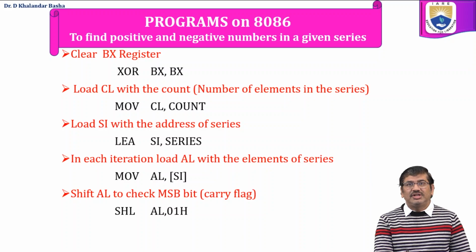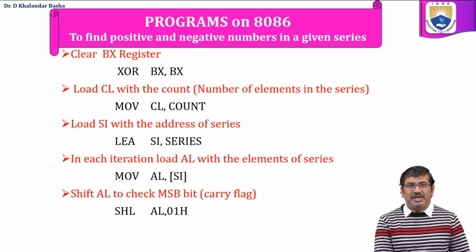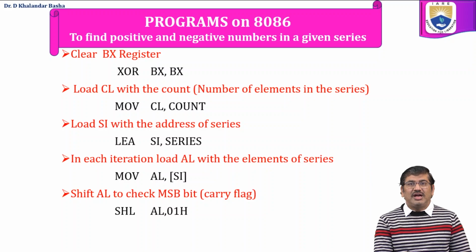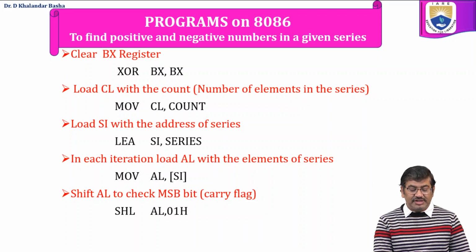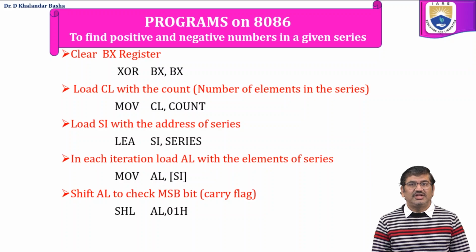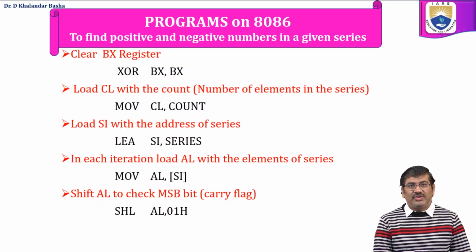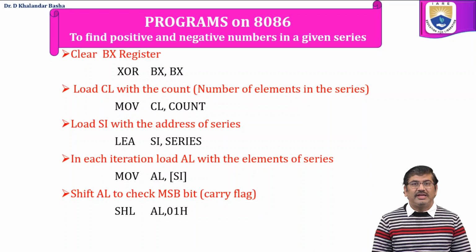So first we clear the register: XOR BX, BX. How many numbers we are checking in the given series, that count we load into the CL register. To fetch the address of the series variable into the SI register, we use the instruction LEA, load effective address. Next, once the address is fetched, we fetch the data in that memory location by using MOV AL, [SI]. This refers to a memory location. Whatever data is in that memory location will be loaded into the AL register.